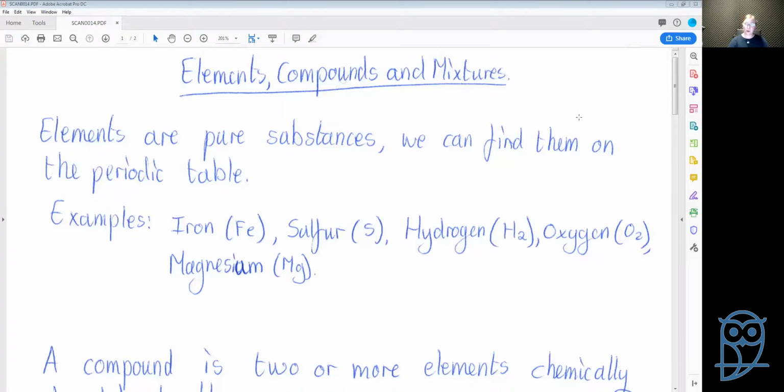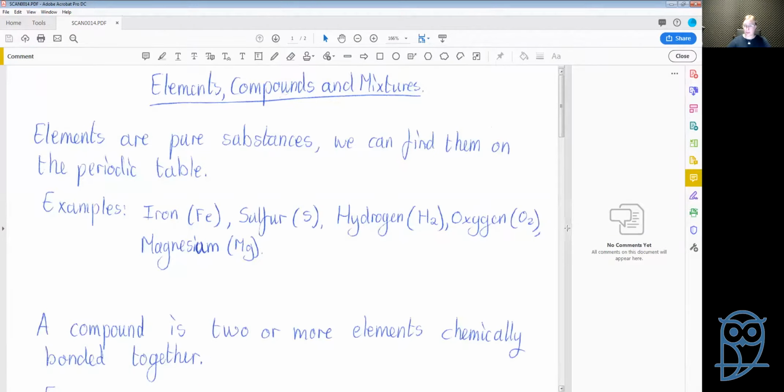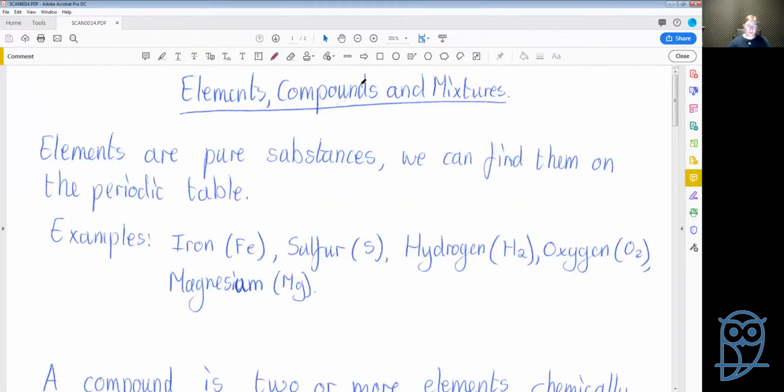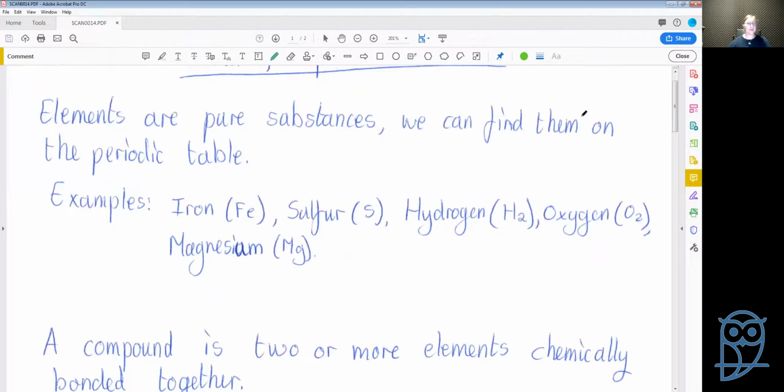Elements are pure substances, and we tend to find them on the periodic table. For example, we have things like iron, sulfur, hydrogen, oxygen, and magnesium. So, iron is the symbol Fe, sulfur is S.